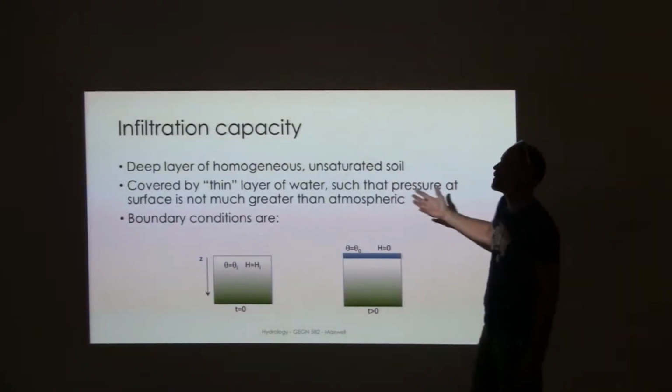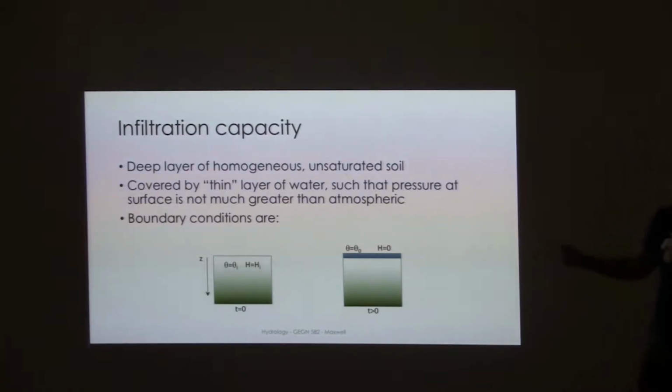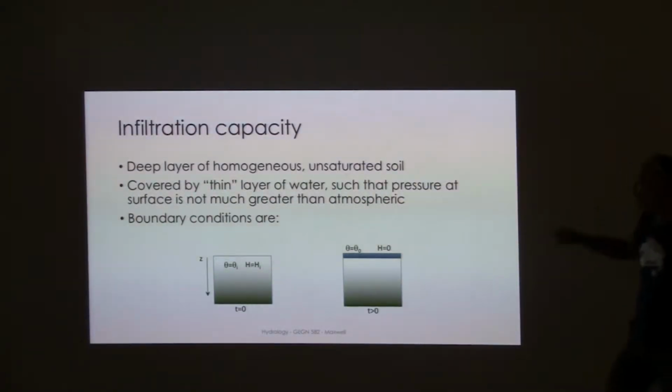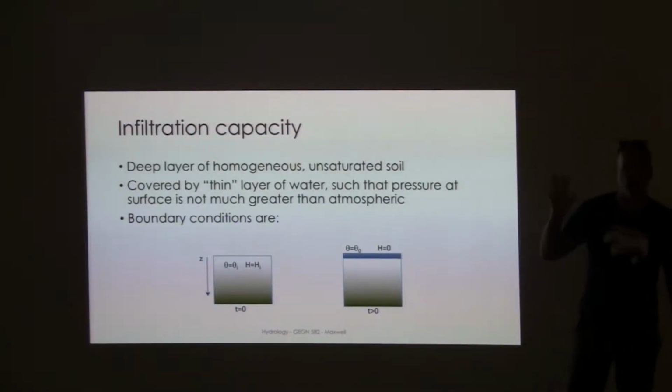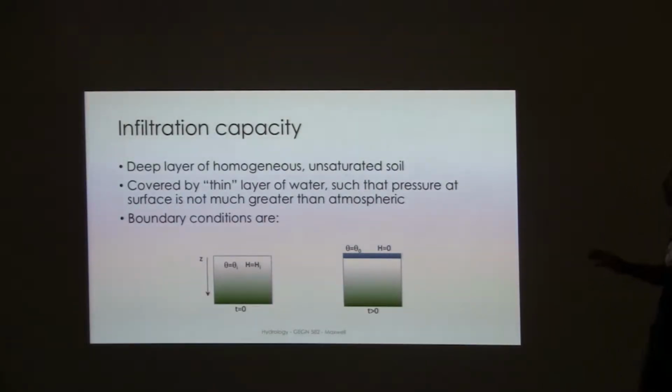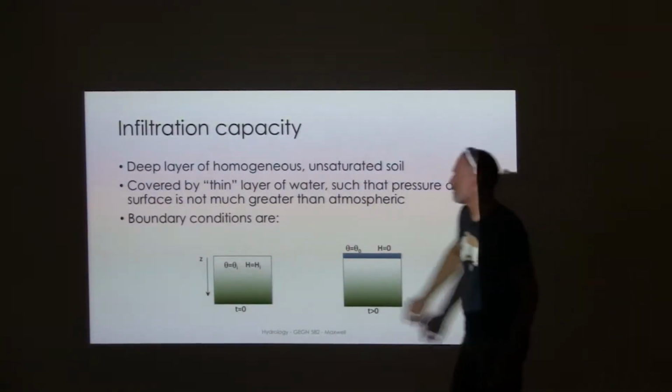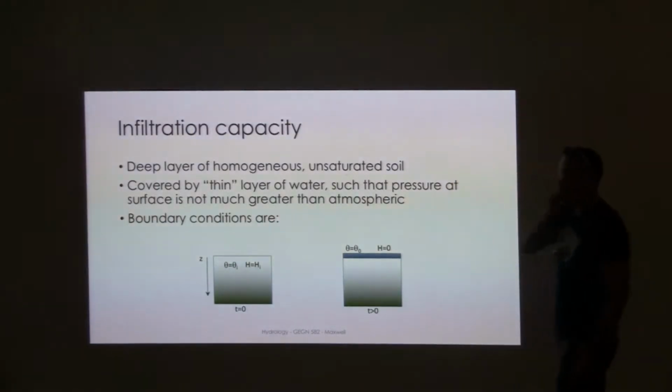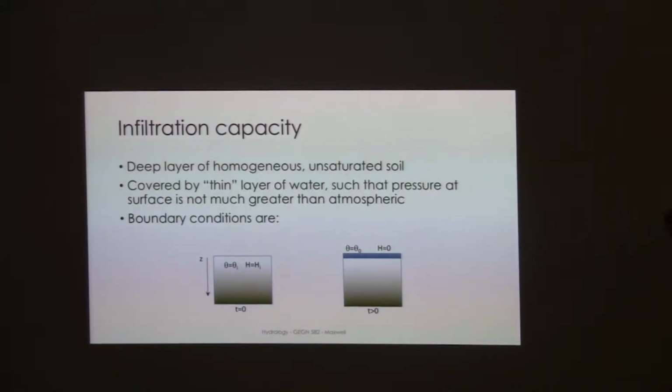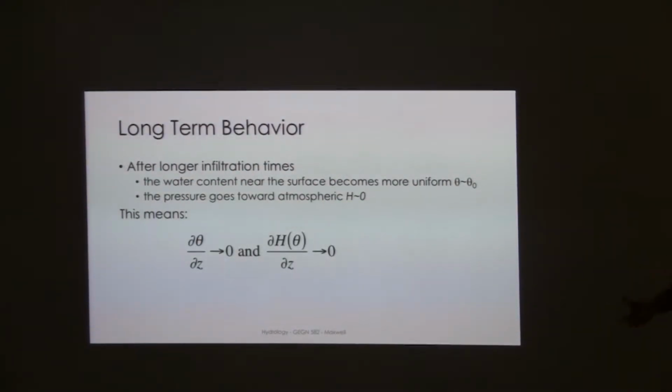We make a bunch of assumptions: deep layer, homogeneous, unsaturated soil, covered by a thin film of water, so we don't have any pressure boundary conditions to deal with. And we have a boundary condition of nothing. And then we set the head, pressure head, to be 0 exactly at the ground surface. Watch infiltration happen.